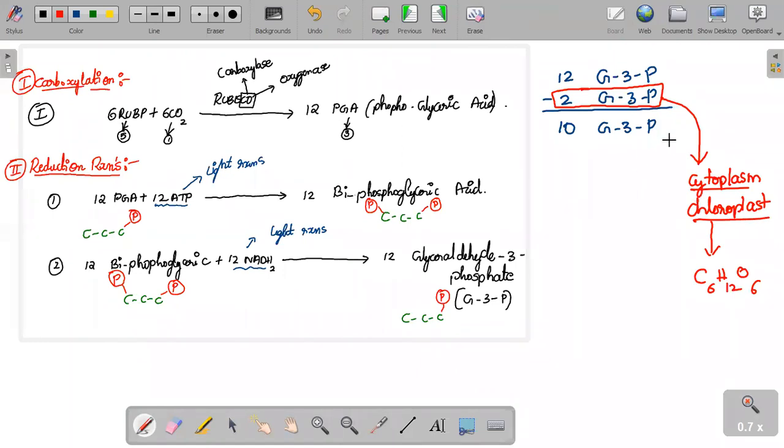Very, very simple. Out of 12 G3P molecules, 2 G3P molecules will exit the chloroplast or will try to stay inside the chloroplast. If they exit, they will move to the cytoplasm, where they will be utilized in the production of a molecule called glucose. So you may be getting confused, sir: when we say Calvin cycle, it is glucose production, so what is all this? You may ask me like that also.